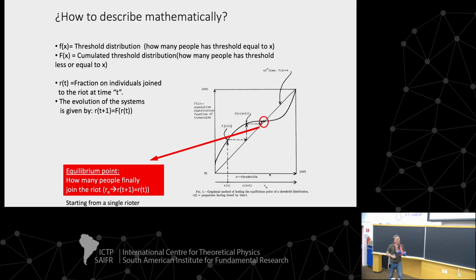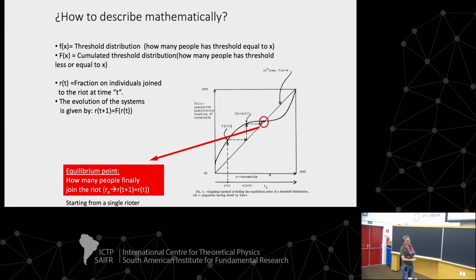See? So if we start with a given fraction of rioters at time t, R of t, the cumulative threshold distribution gives us this outcome, which represents the number of rioters at time t plus 1, and this system is going to evolve until it reaches the equilibrium.